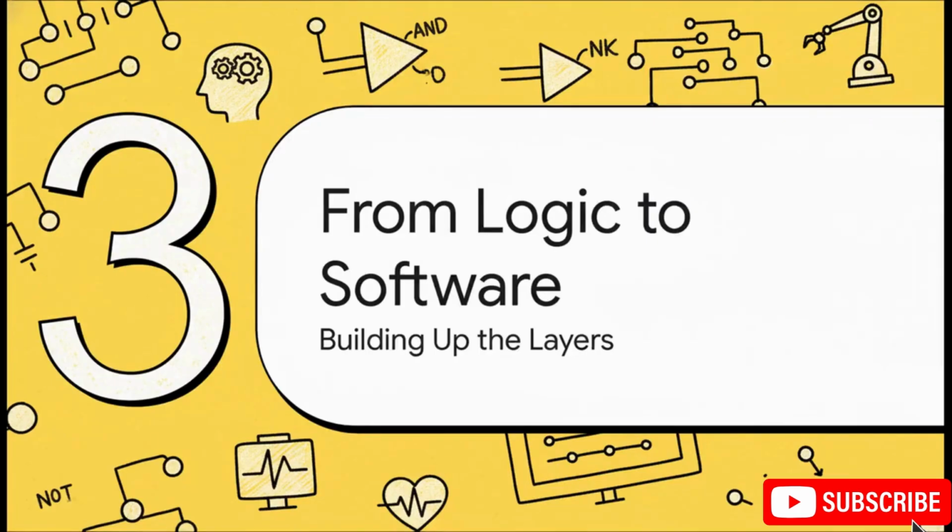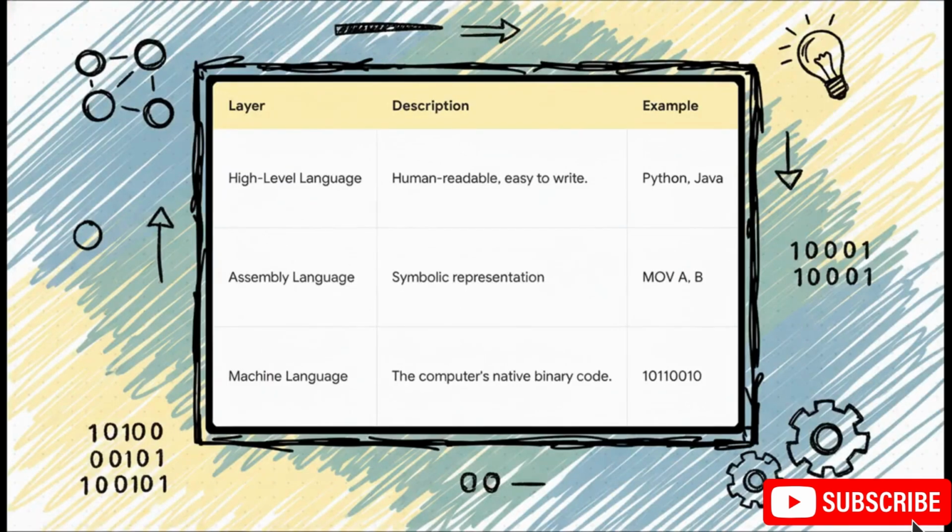All right, so we've got our alphabet, which is binary, and we have our grammar, which is logic. But how do we get from those tiny little building blocks to the incredible software we use every day, like an electronic health record? Well, it's all about building things up in layers. See, humans don't write code in zeros and ones.